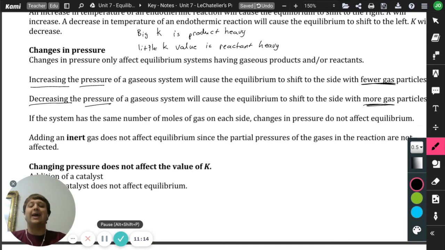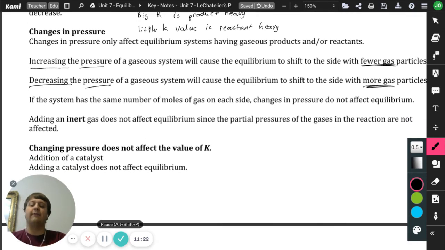The other thing, adding an inert gas does not affect equilibrium since the partial pressure of the gases in a reaction are not affected. Why? Because those are inert, right? So they will not react, and so we will not see a shift in that equilibrium, okay?